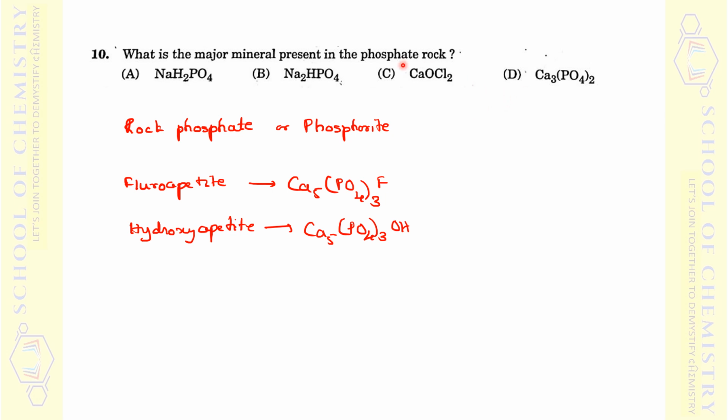Actually, if you look at the phosphate rocks, they are made up of fluoroapatite. The fluoroapatite formula is Ca5(PO4)3F. Calcium is 2 plus, so it will be 10 plus charge. Phosphate is 3 minus, so 3 minus into 3 is 9 minus, plus 1 F minus, totally 10 minus. So 10 plus and 10 minus, it is balanced. Calcium phosphate can be in fluoroapatite form like this, or in hydroxyapatite form. Ultimately it is calcium phosphate, so the answer should be option D.